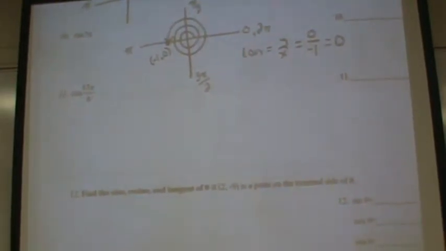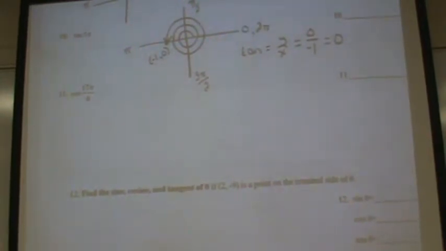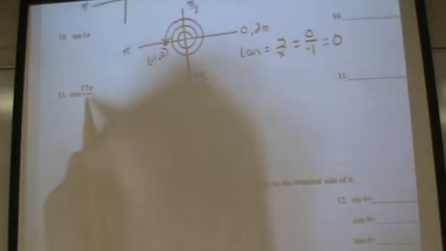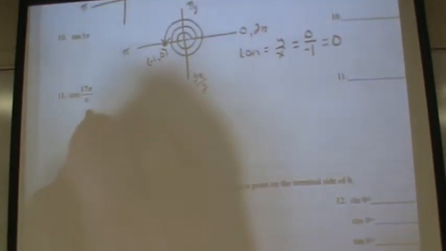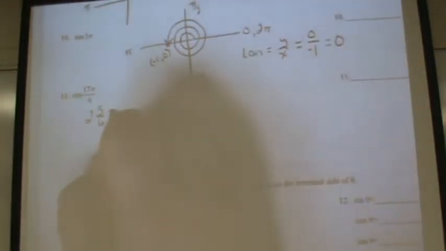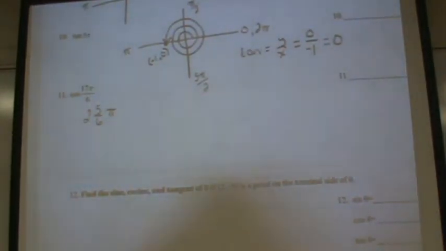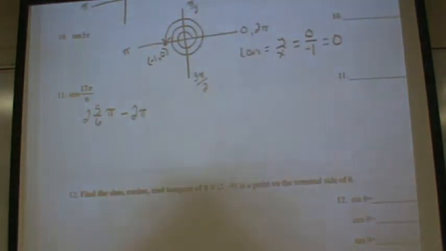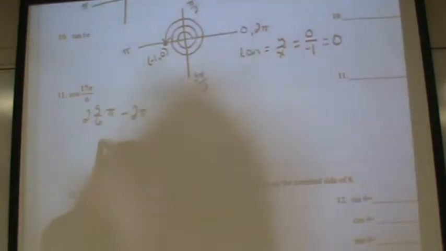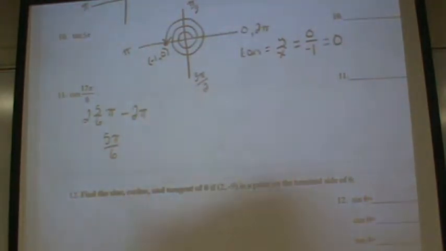Is cosine of 17 pi over 6. This one we can rewrite as a mixed number. So we'll rewrite it. 6 goes into 17 twice. You have 5 sixths left over, and it's still times pi. And then we can find our reference angle by subtracting 2 pi. So you'll end up with 5 pi over 6 as your reference angle.